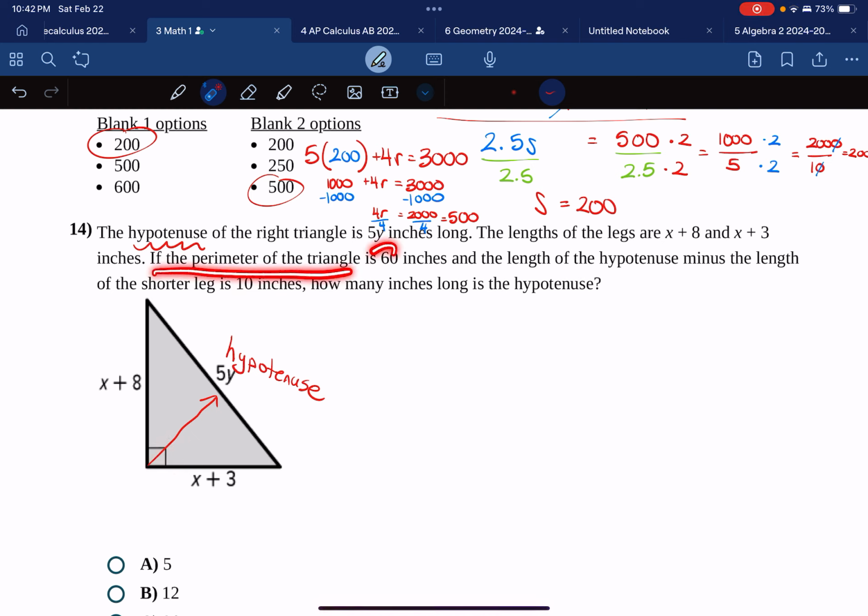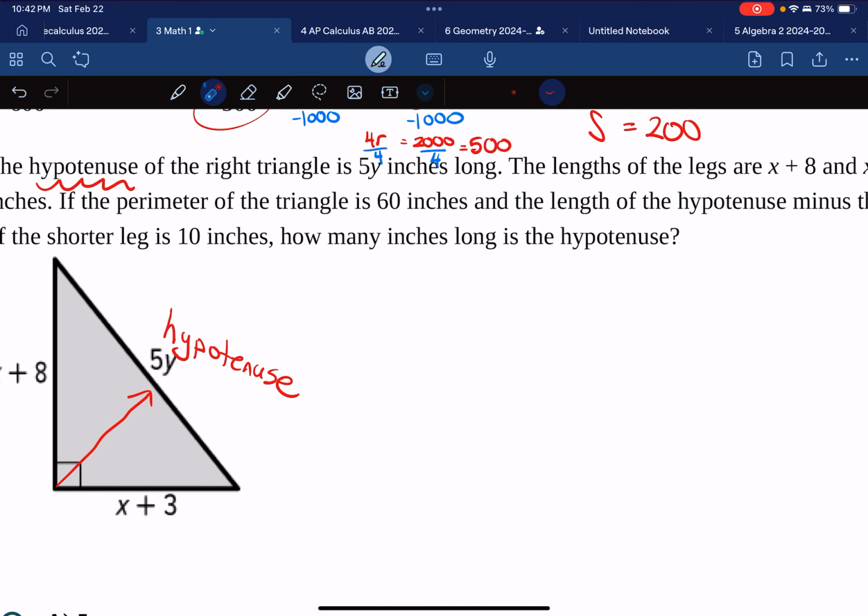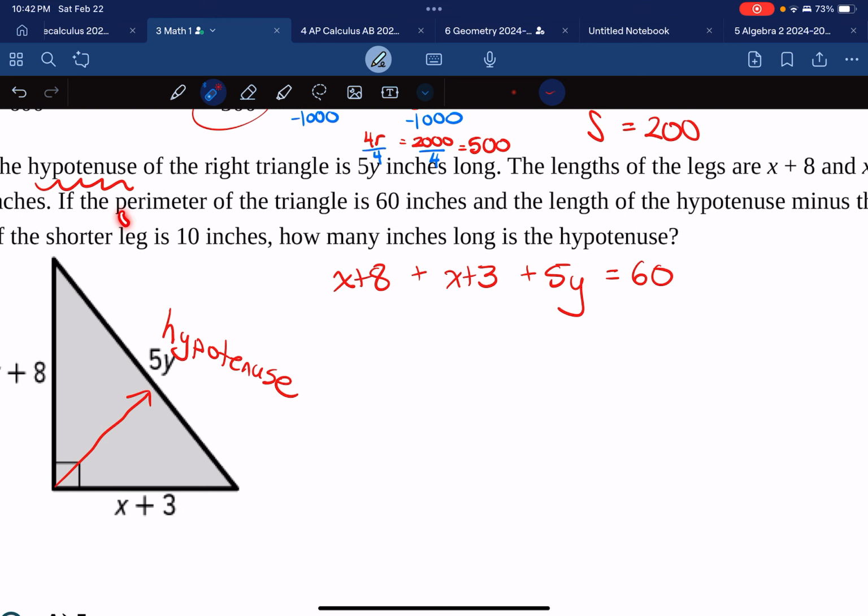The perimeter is 60 inches long. Perimeter of a triangle just means you add this length, add this length, add this length, add all three of them together, and you get 60. Well, to me, that sounds like an equation. So I'm going to say x plus 8 is one side, plus x plus 3, which is the other side, plus 5y for the third side. If I add all three of those together, I get 60, because the perimeter is 60. It's a literal equation to me, okay?